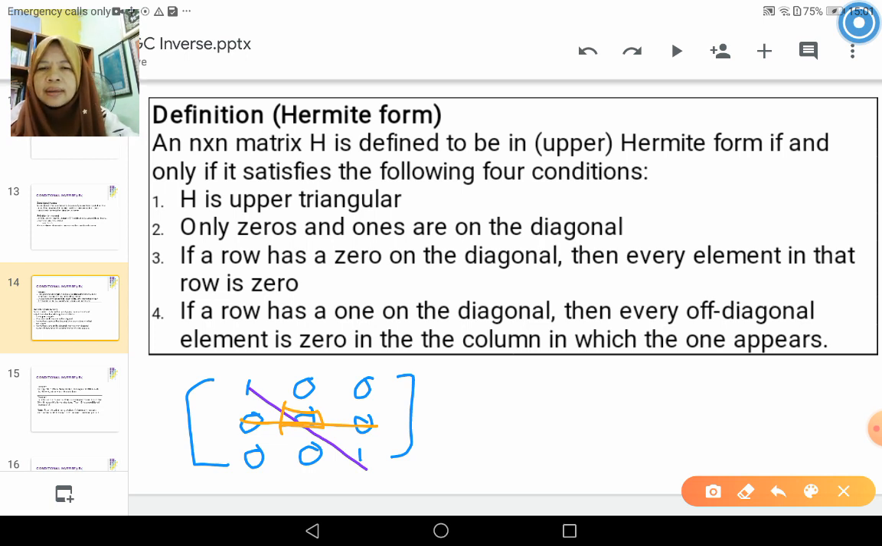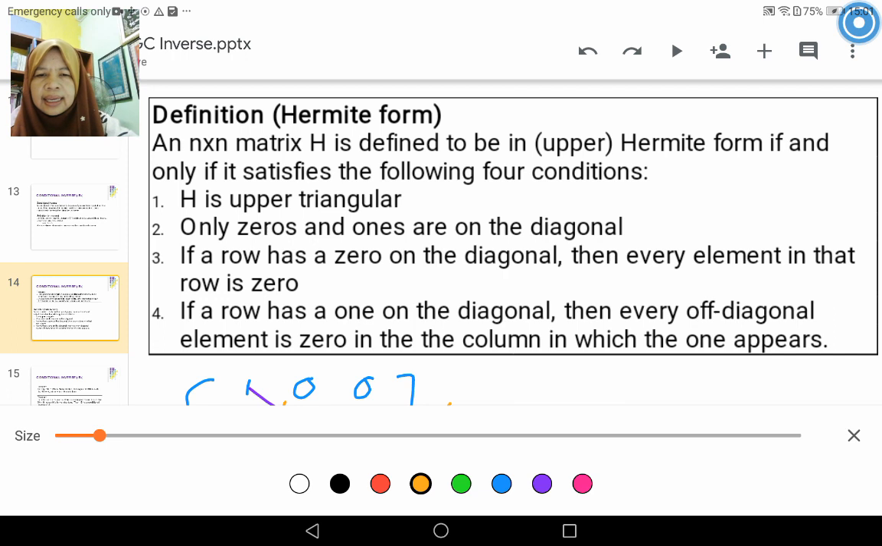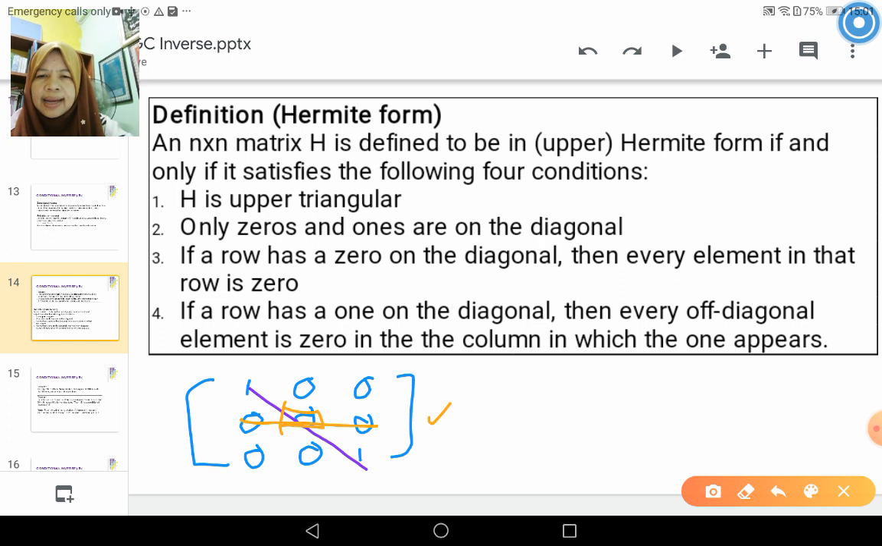And then if a row has a 1 on the diagonal, let's see. If the row has a 1 on the diagonal, so the 1 is here and here, then every off-diagonal element is 0 in the column in which the 1 appears. Where is the column? So every column is 0. You see here is 0, 0.